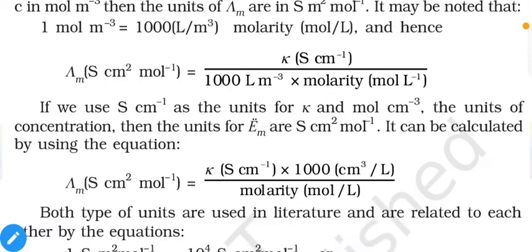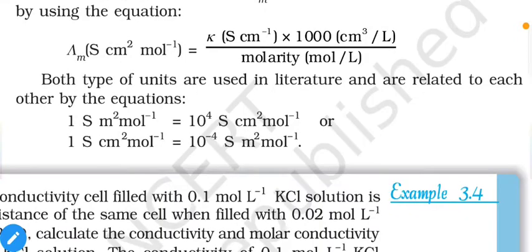If we use S centimeter raised to minus 1 as the unit of kappa and mole centimeter raised to minus 3 as the unit of concentration, then the unit for lambda m is S centimeter square mole inverse. It can be calculated by using the equation as mentioned. So you can derive the unit from the given equation, and these equations are related to each other and both of them are being used regularly.